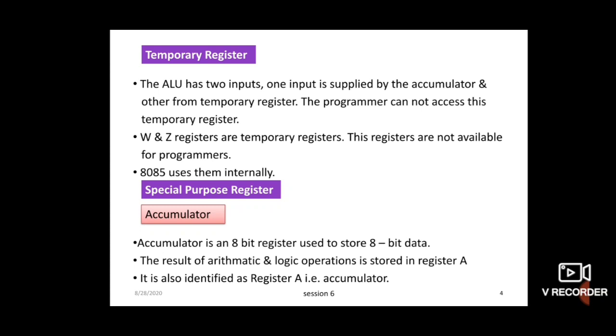So an 8-bit register means it only stores 8-bit data, and this accumulator is also used to store the result. Which result? After execution of an arithmetic or logical operation, whatever result comes is stored in the accumulator. Some instructions' results are stored in this accumulator, and it is also known as register A.